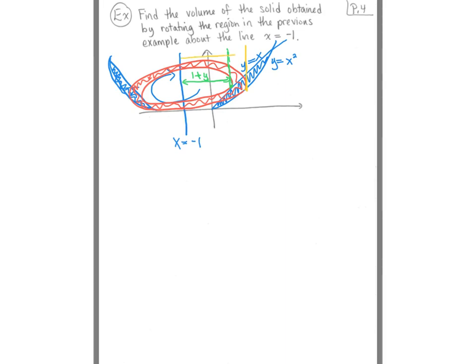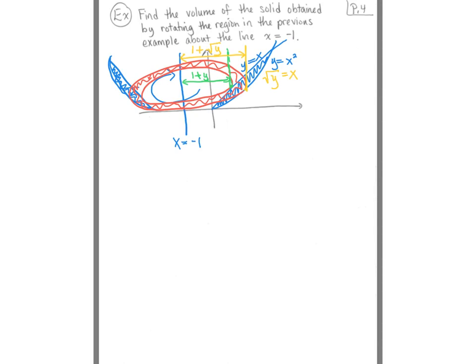So 1 plus y. Your outer radius, from here to here, I'll use yellow. From this line to here, that's given by, you first have to solve y equals x squared for x. Solving that, you get x is equal to the square root of y, which means that this outer radius has to be 1 plus the square root of y. Okay, pause the video and review it if you need to understand what we just did, because that is what we need for the setup to find our volume, to find our area.